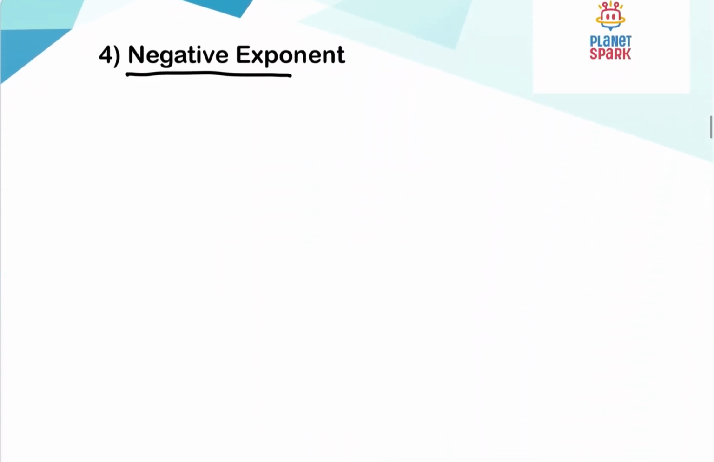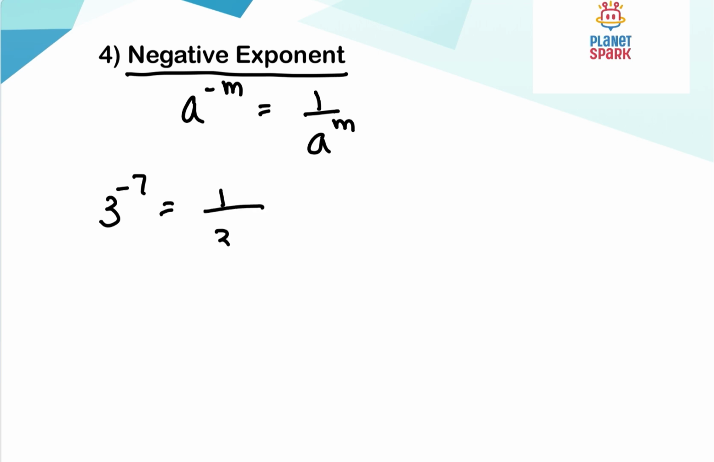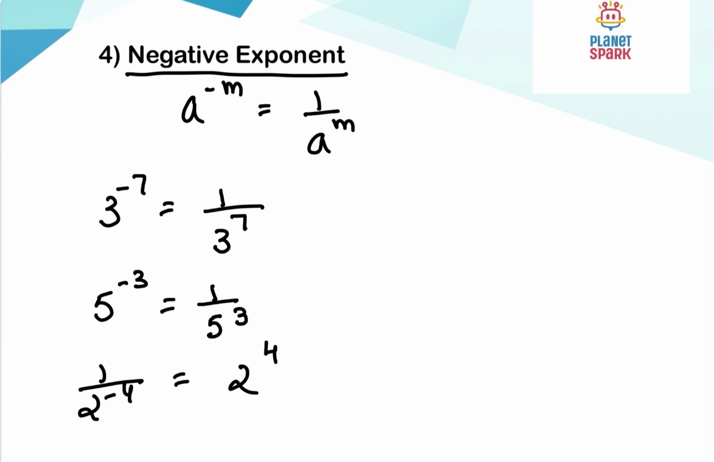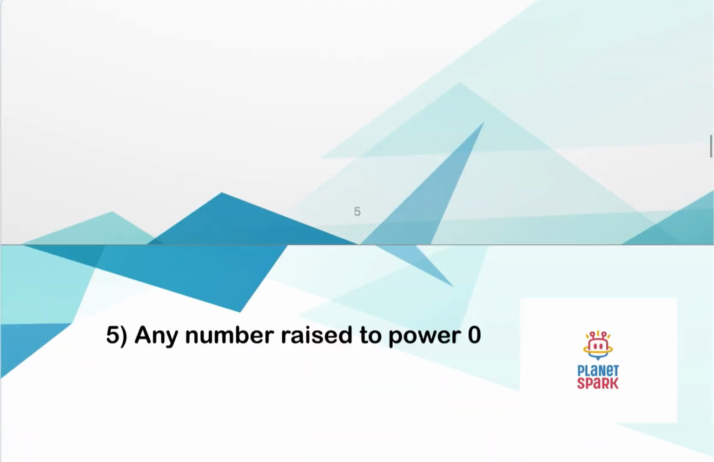Negative exponent. A very important rule to remember. Whenever you have a negative exponent, simply take the reciprocal. A raised to the power minus m will become 1 upon a raised to the power m. 3 raised to the power minus 7 will become 1 upon 3 raised to the power 7. 5 raised to the power minus 3 will become 1 upon 5 raised to the power 3. 1 upon 2 raised to the power minus 4, take the reciprocal, it will go in the numerator, will become 2 raised to the power 4.